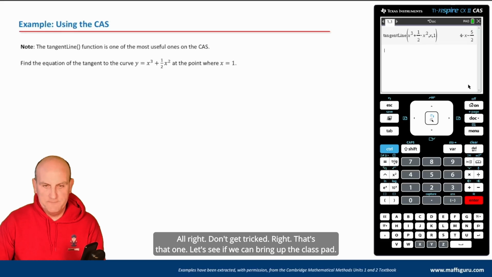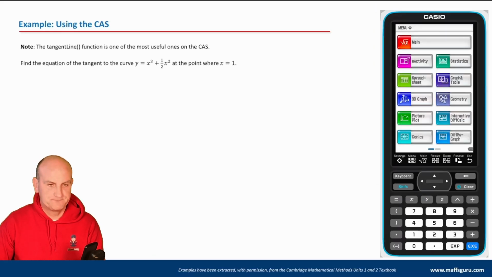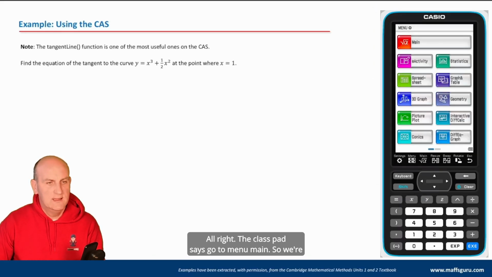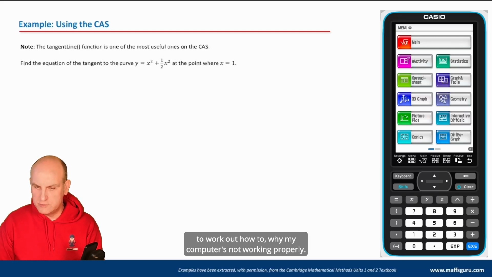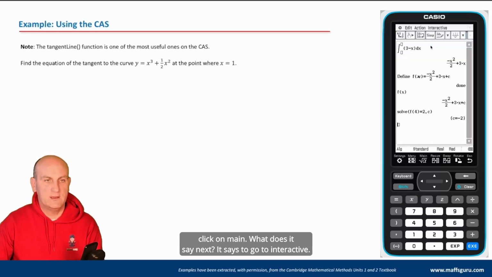Right, that's that one. Let's see if we can bring up the ClassPad. All right, the ClassPad says go to menu, main. So we're going to go to main, he says. Oh, hitting the wrong thing. I always do that, guys. I'm sitting here like a muppet trying to work out why my computer's not working properly, and it's because I'm clicking the image. So we can click on main.